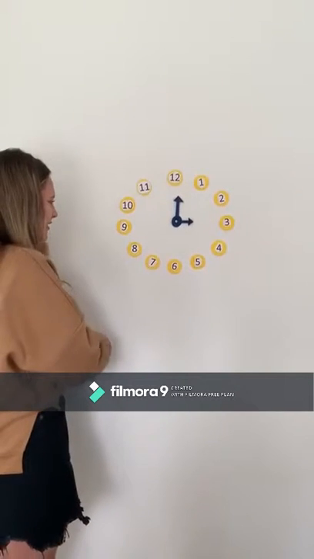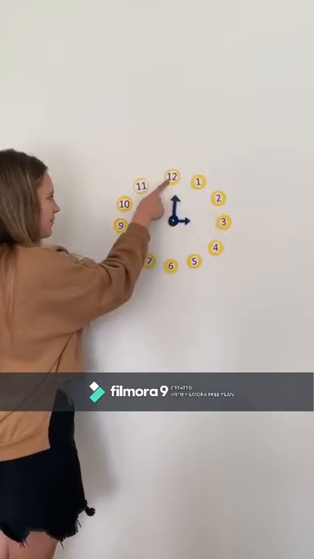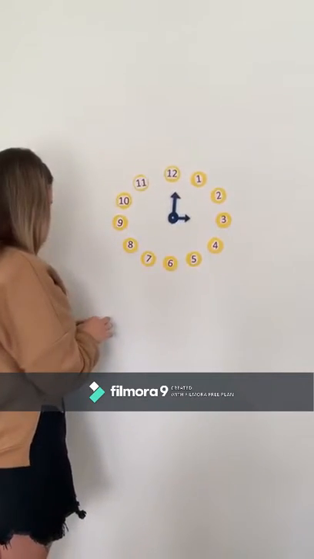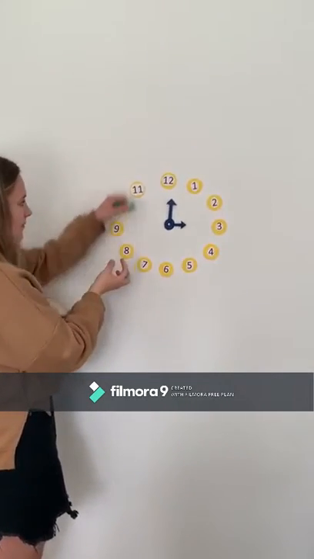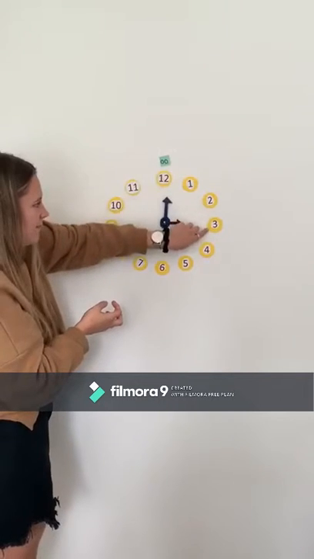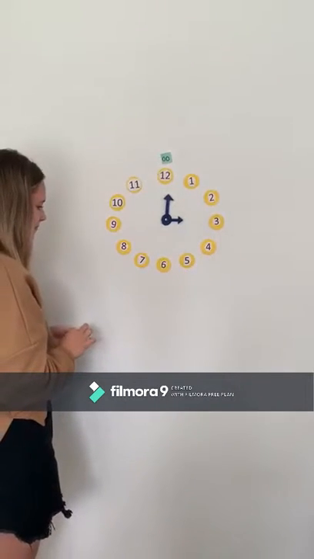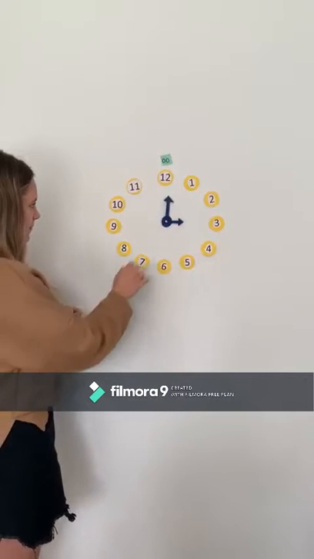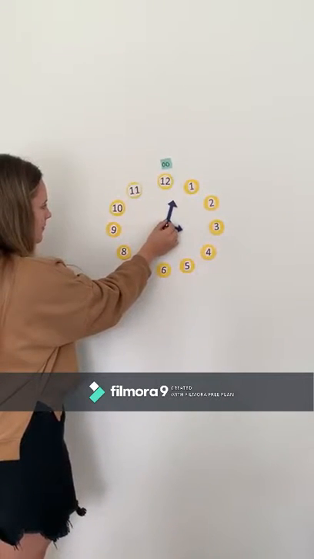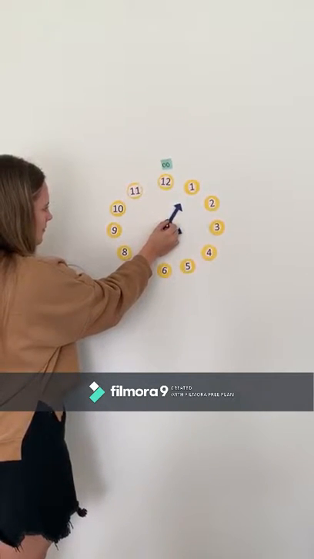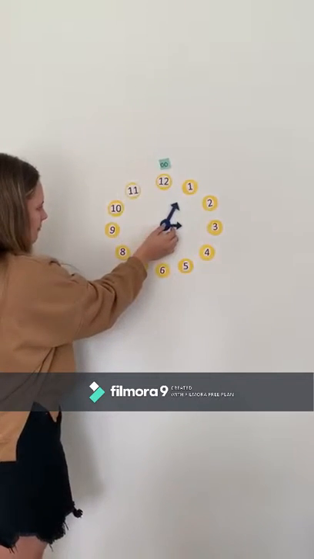So right now the big hand is pointing to the 12. This 12 represents 0 minutes, showing that it is 3 o'clock, which looks like this in digital time. So when this minute hand moves, it ticks closer towards the next number, which is 1.